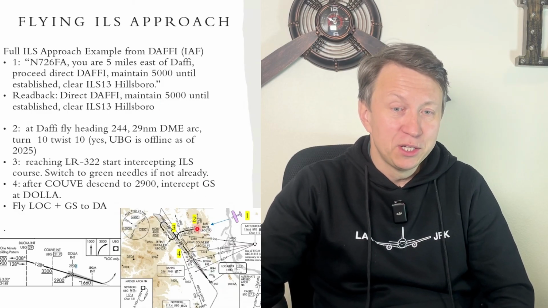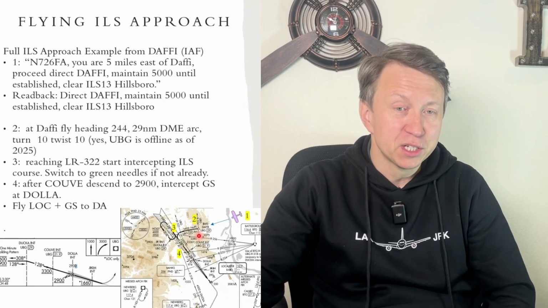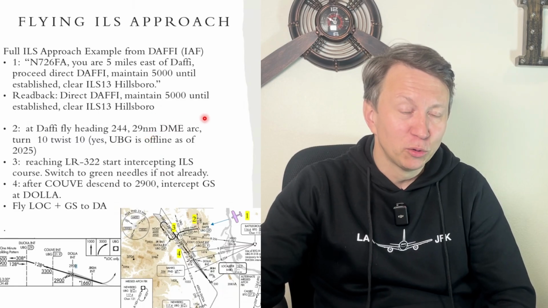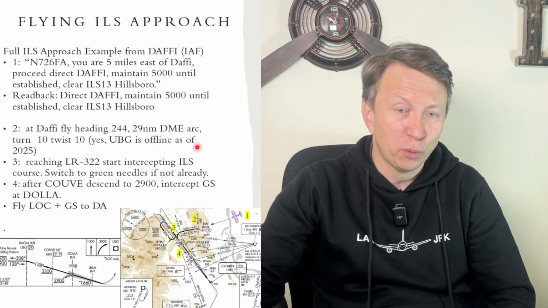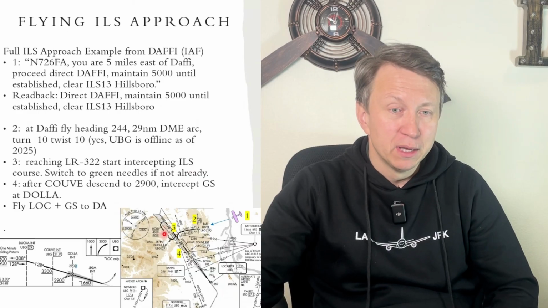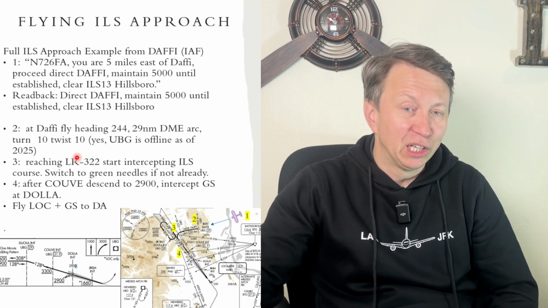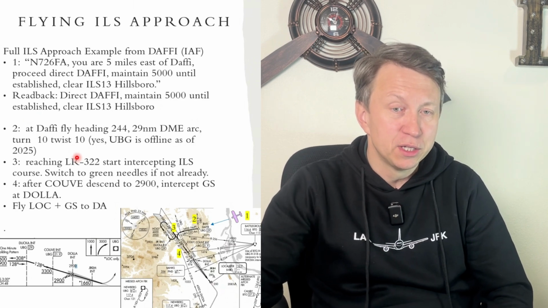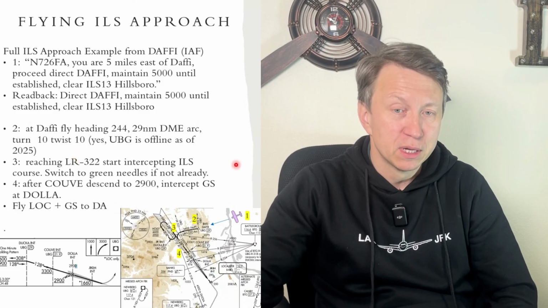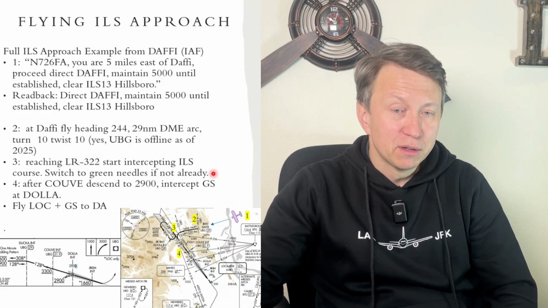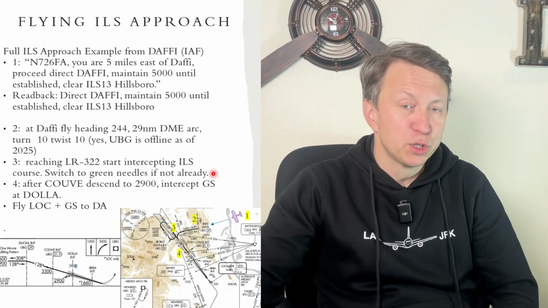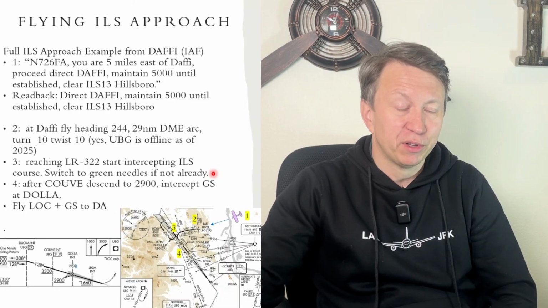Now next, you get to the Duffy. If you're flying green needles, you'll be having fun with turn 10, twist 10, following the arc. Otherwise, you'll just follow the pink needles and fly the arc all the way to position number 3. If you're still flying the green needles, the LR means a lead radial. That's when you start turning and intercepting the ILS course. At this moment, it is very advisable to switch to the green needles and start flying the localizer.